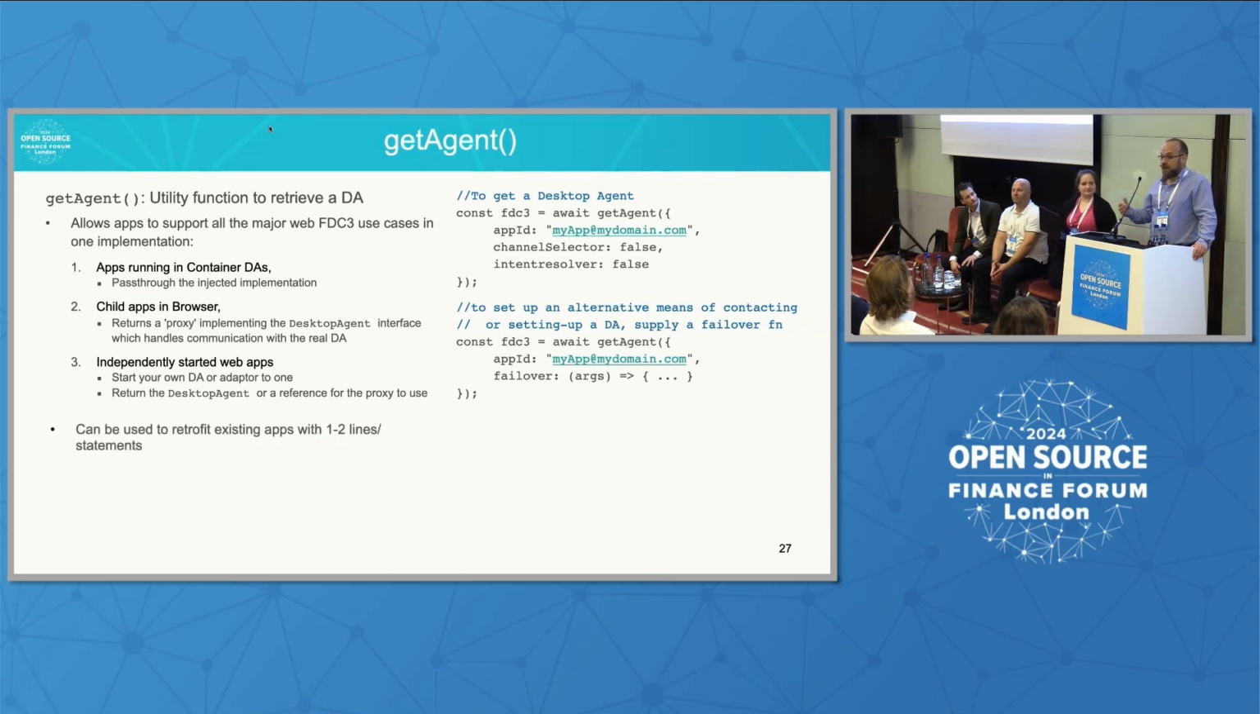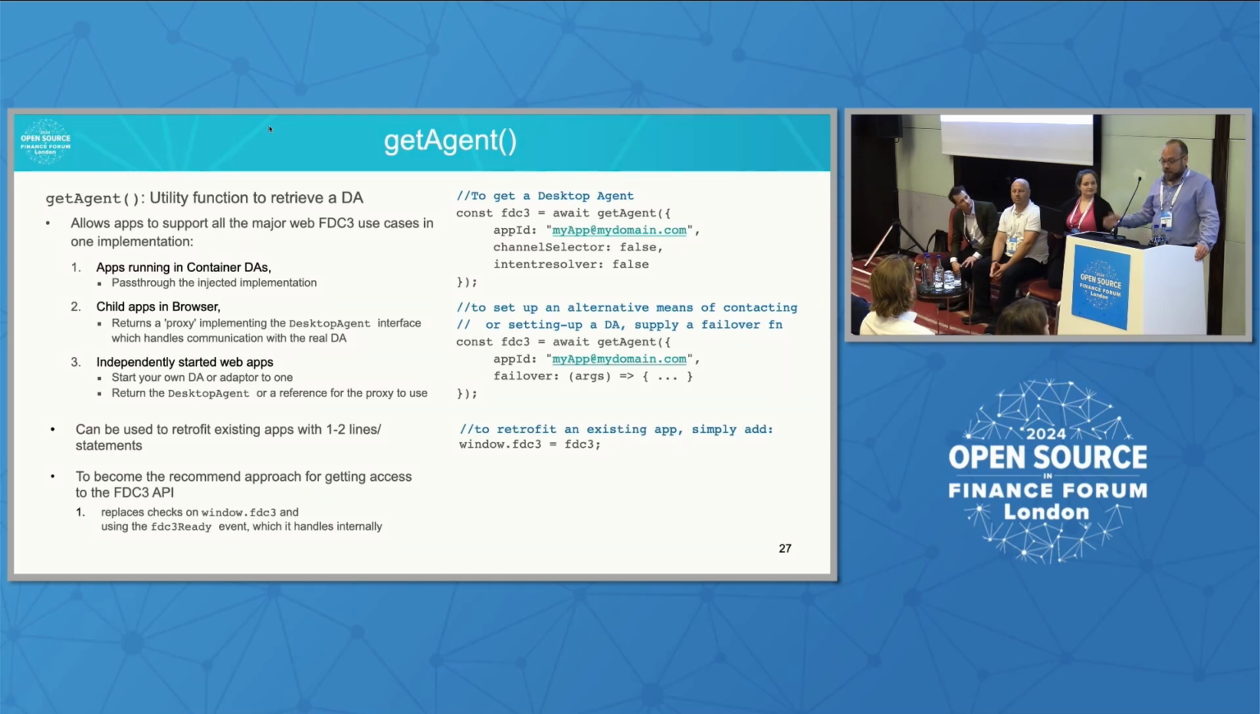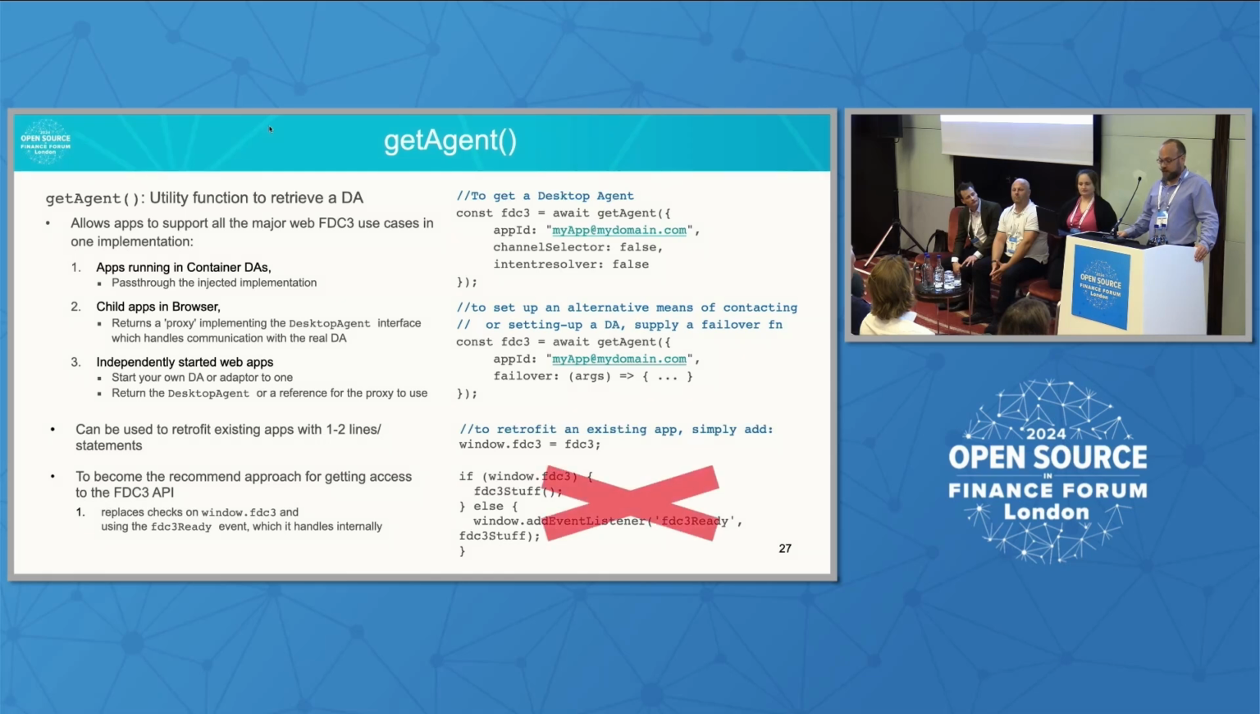And then to retrofit your existing apps, you're essentially just going to have to add that one call instead of looking at window.fdc3. And if you don't want to change the rest of your code to use the returned reference, you can just set it back on window.fdc3. And with 2 lines, you've essentially retrofitted for working on the web. This is proposed to be the recommended approach for getting access to the FDC3 API because it will work across all the different cases. So it will replace checks on window.fdc3 and using that FDC3 ready event. So with a bit of luck, you'll actually save a couple of lines of code on retrofitting your app.